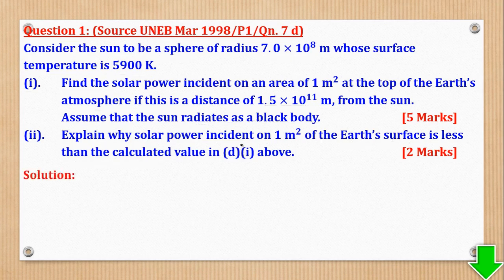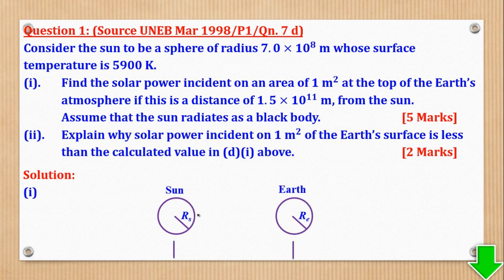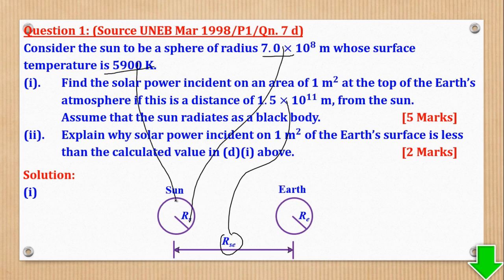Okay, so we shall start with Roman 1. Let us first make an illustration. So we have the sun of radius RS, then we also have the earth of radius RE, then we have the mean distance between the sun and the earth, and it is now RSE. So this RSE is the distance between the sun and the earth. This one is the radius of the sun and the temperature of that sun.